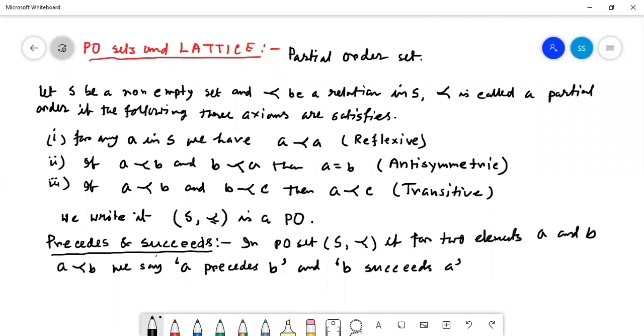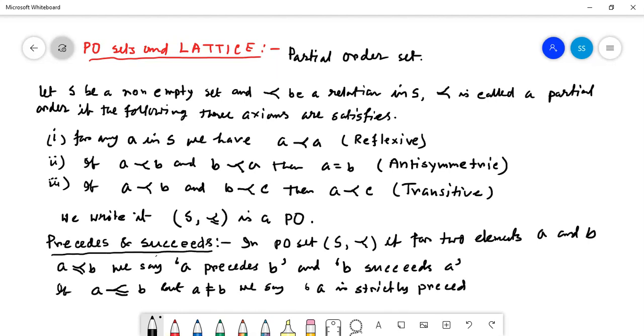Here if we take the equal to sign also, then if A related to B but A not equal to B, then we say A strictly precedes B. And vice versa, B strictly precedes A. This is the basic definition of partial order set, and this is some relation of our partial order set.